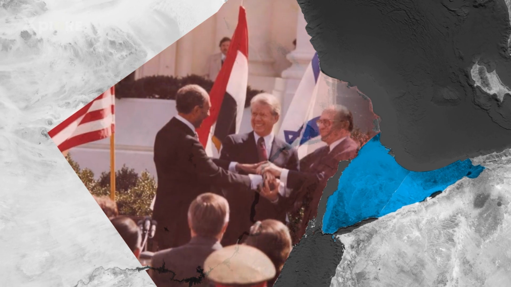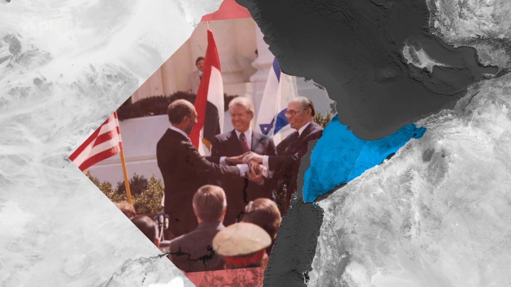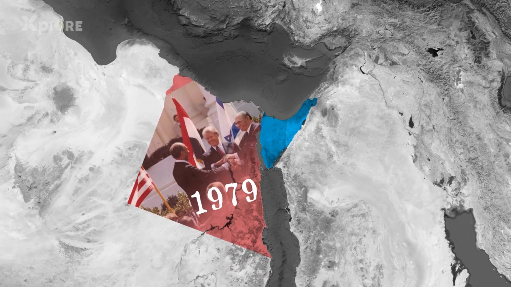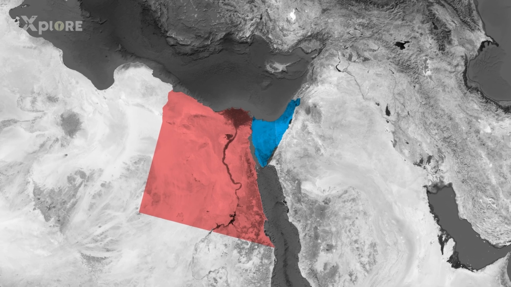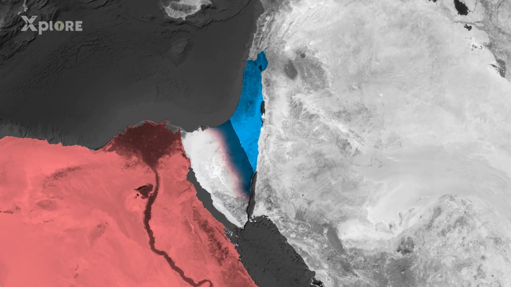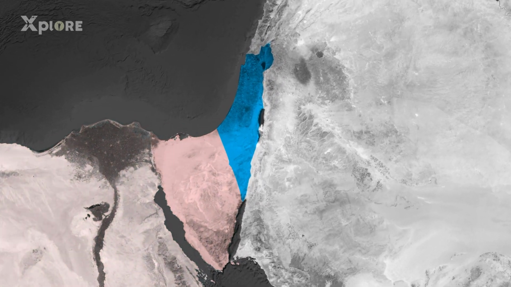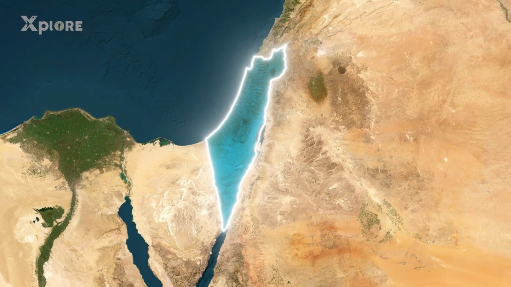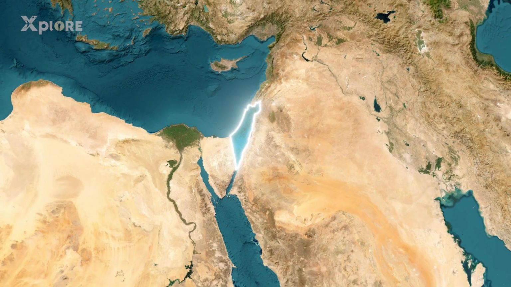Egypt, after this war, signed a peace treaty with Israel and became the first Arab country to recognize Israel in 1979. In exchange, Israel returned Egypt's occupied territories. By 1979, Israel's map stood like this.